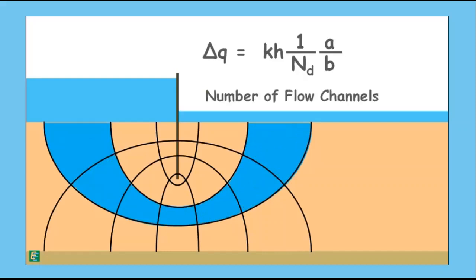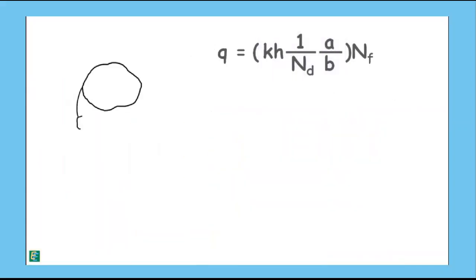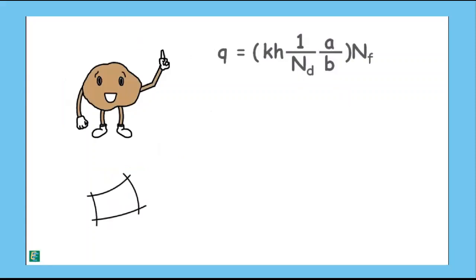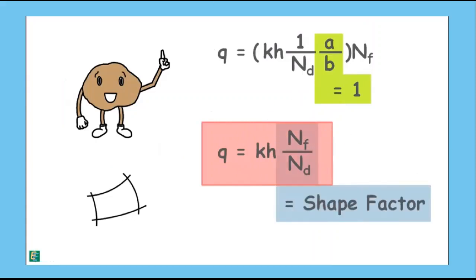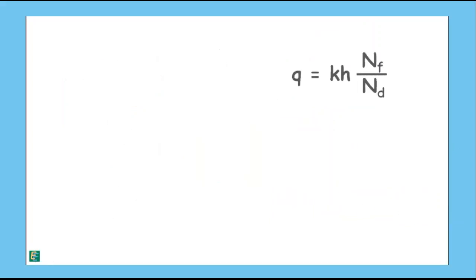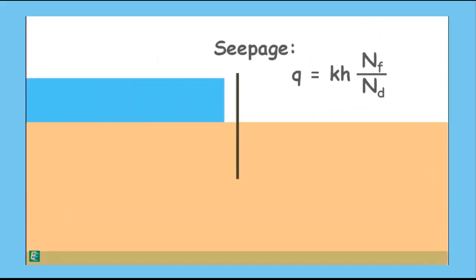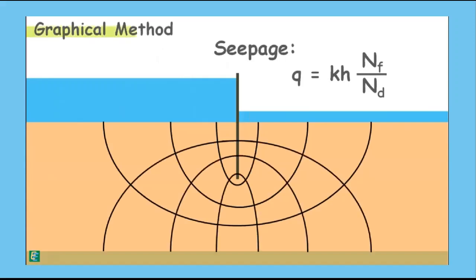And if the total number of flow channels in the flow net is represented by NF, then the total discharge can be written as NF times the discharge through one flow channel. So the formula becomes like this. Remember that the flow net is constructed by elementary squares, hence A over B is equal to 1. And finally, we can arrive at this formula. And take note that the ratio of NF and ND is called the shape factor.